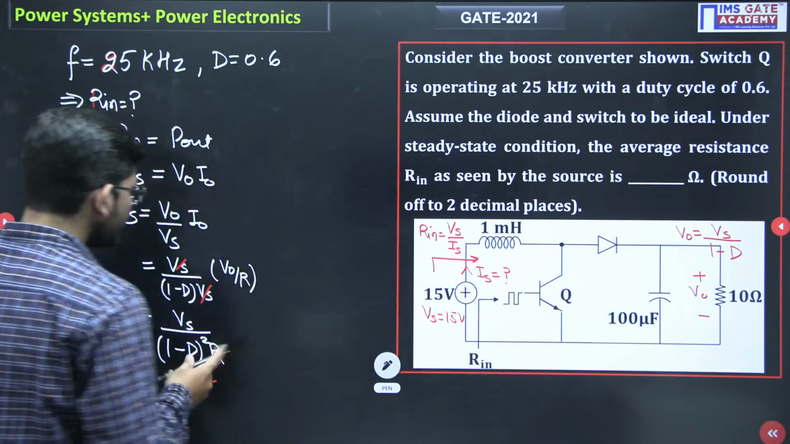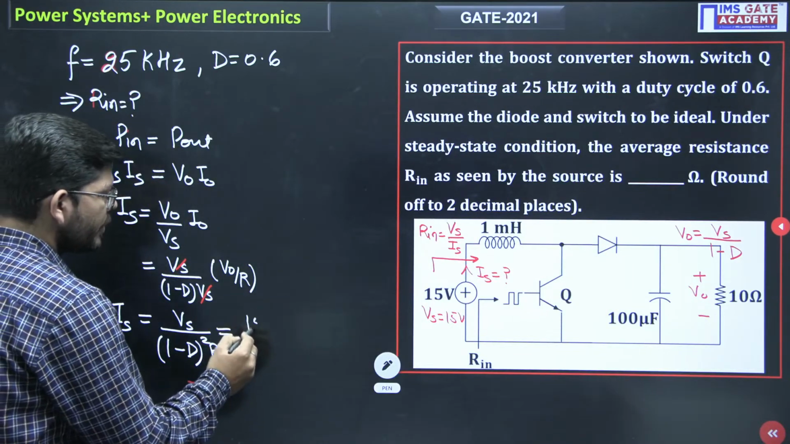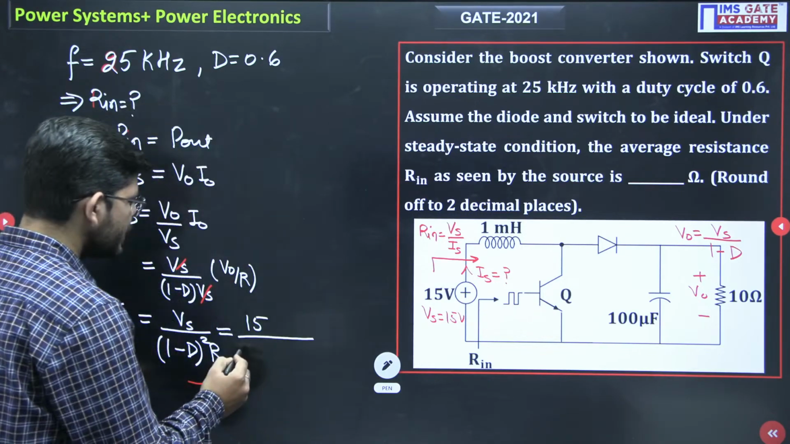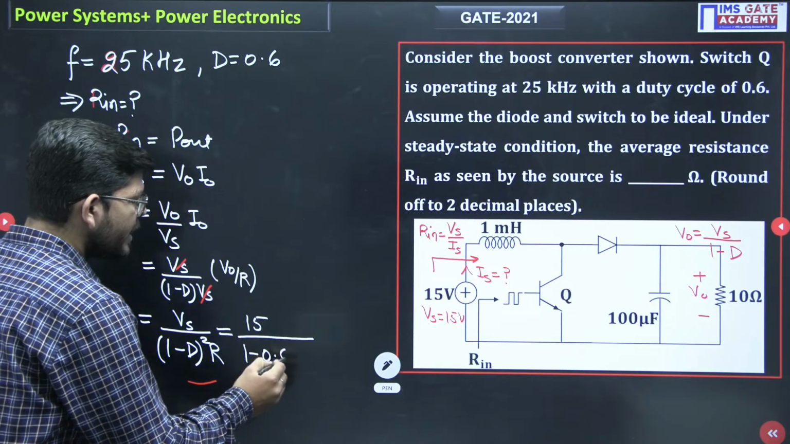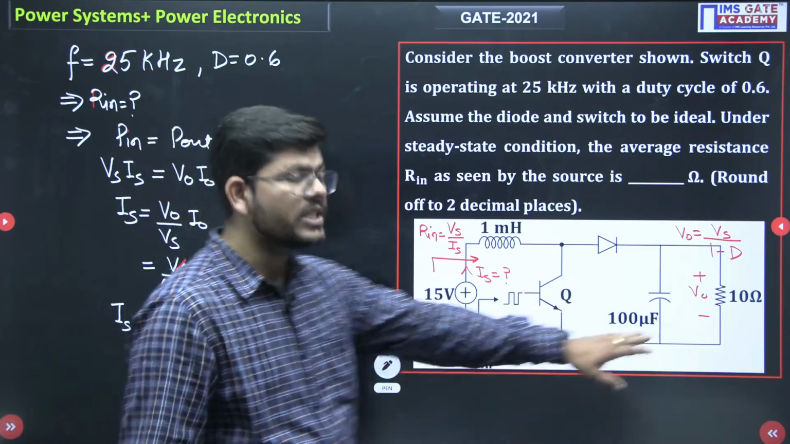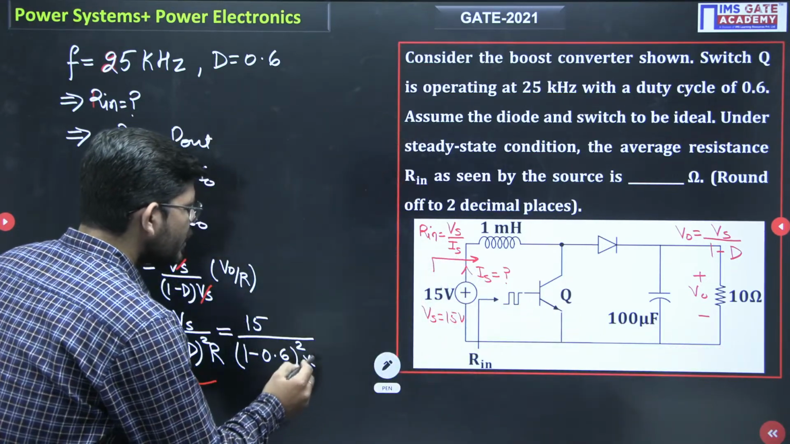What is the source voltage? If we put the value of source voltage, which is 15, the duty cycle is also given to us. Duty cycle is 0.6. So just put the value 1 minus 0.6 whole square. Now what is the value of resistance? This is also given to us, 10 ohm. So put the value here, 10 ohm.